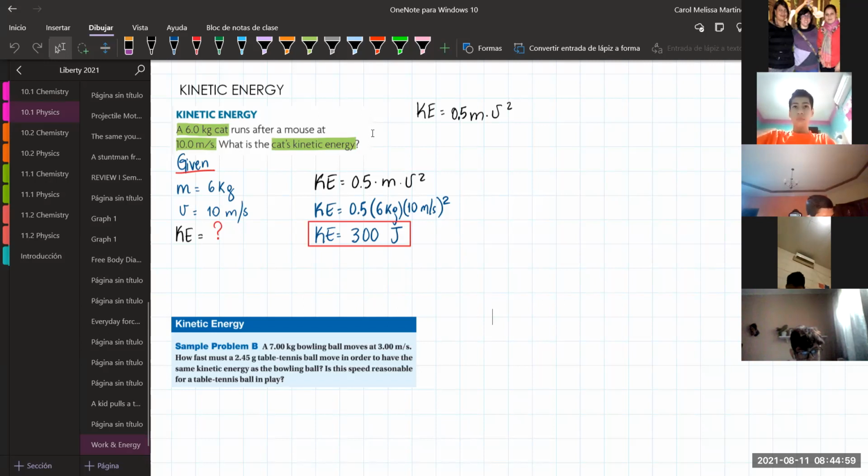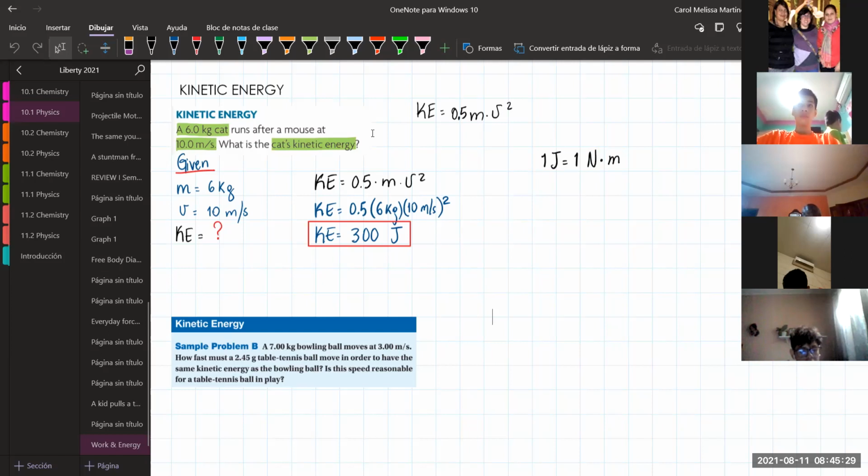If you remember, when we get work, work is equal to force times distance. Force is given in newtons, and the distance is given in meters. So we can say that work, which is measured in joules, you can say that 1 joule is going to be equal to 1 newton times meter. But the newton is a compound unit.